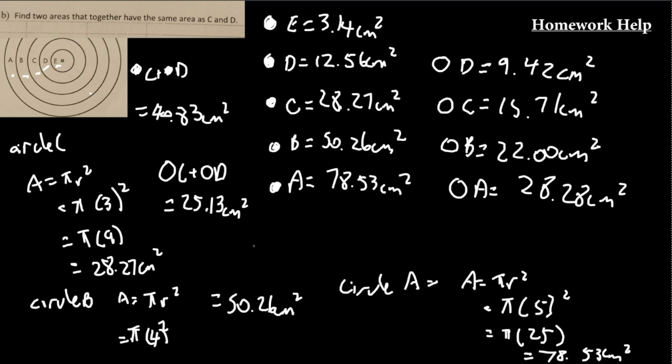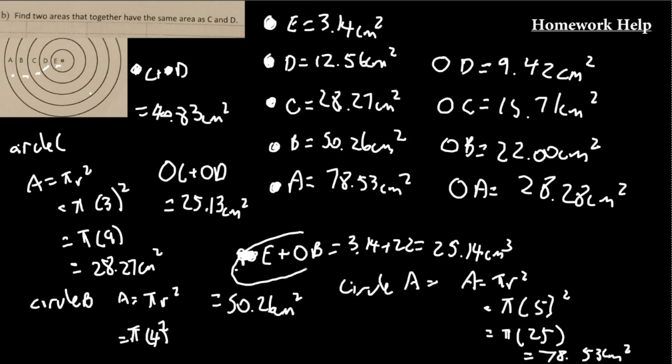So your final answer could possibly be circle E plus annulus B, which is 3.14 plus 22, giving approximately 25.14, which is approximately your final answer. I would guess your teacher probably wants the answer circle E plus annulus B. And since this is, I believe, 5 to 6 marks, you should show the full calculations.